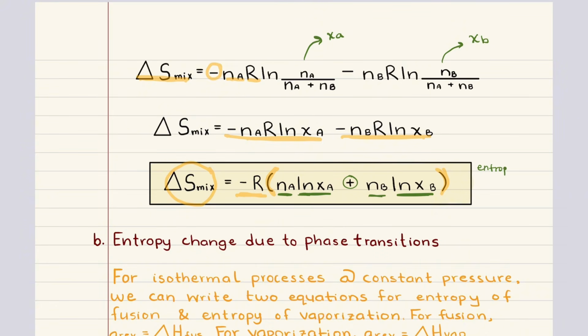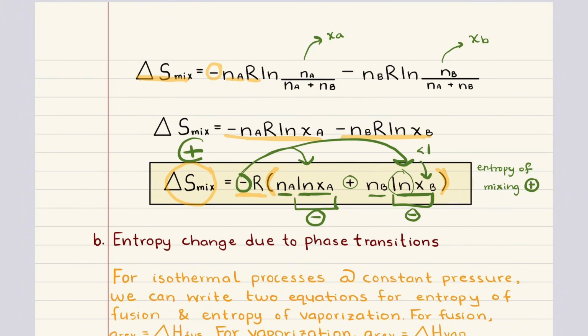Now, there are a few important things to note here. First, the entropy of mixing is always positive because the mole fractions are less than 1 and the natural log of a number less than 1 is negative. Multiplying by the minus sign makes the whole expression positive. And that makes sense. Mixing increases disorder and it creates more microstates, so entropy must increase.